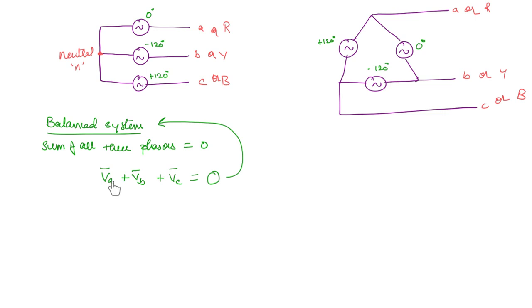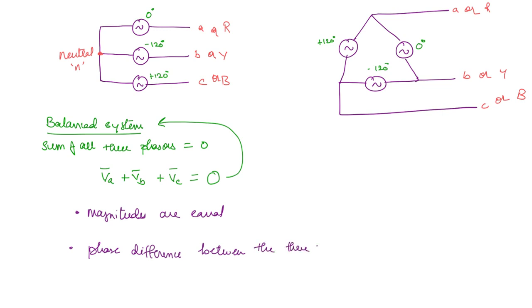Now for the sum of all the phasors to be 0, when will this occur? This will occur when the magnitudes are equal, and the phase condition is that each of the phases should have a phase shift of 120 degrees. So the phase difference between the three phases should be 120 degrees.